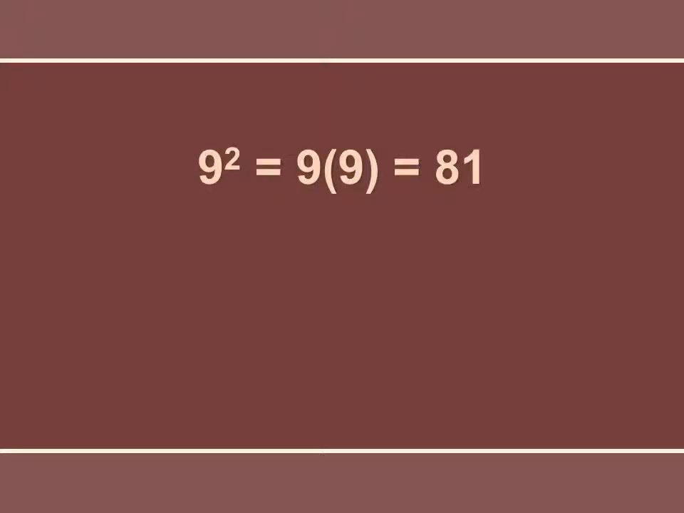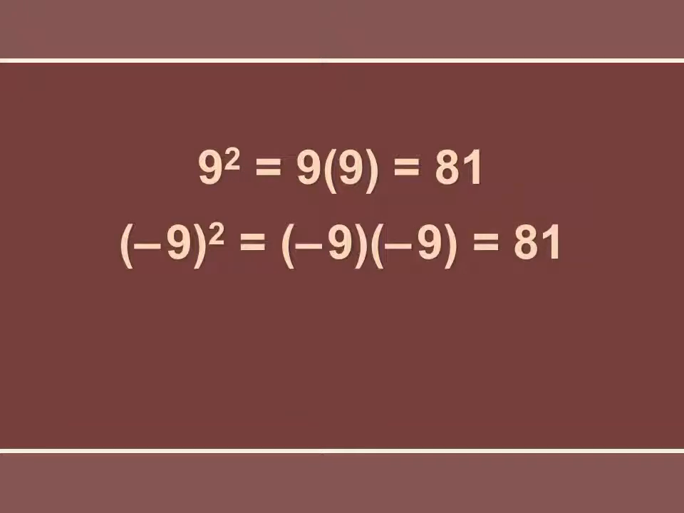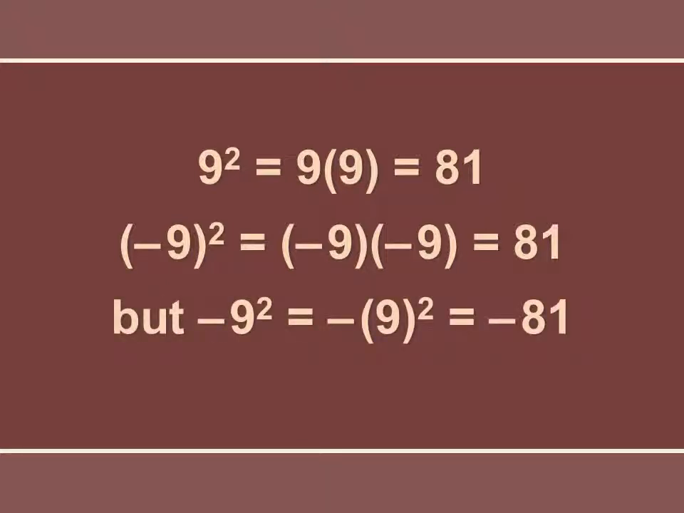So, for example, 9 squared, which is 9 times 9, is 81. However, if we do negative 9 squared, that becomes negative 9 times negative 9, which is also 81. But if we do negative 9 squared without the parentheses, that's really saying negative parentheses 9 squared, which is negative 81. So be very careful when you're looking at what you're squaring.